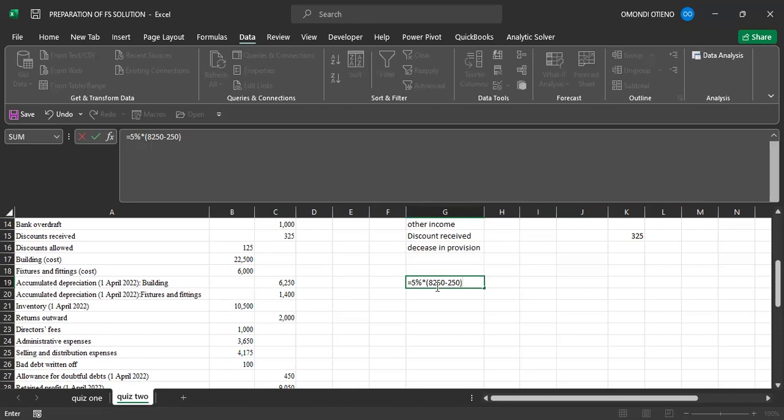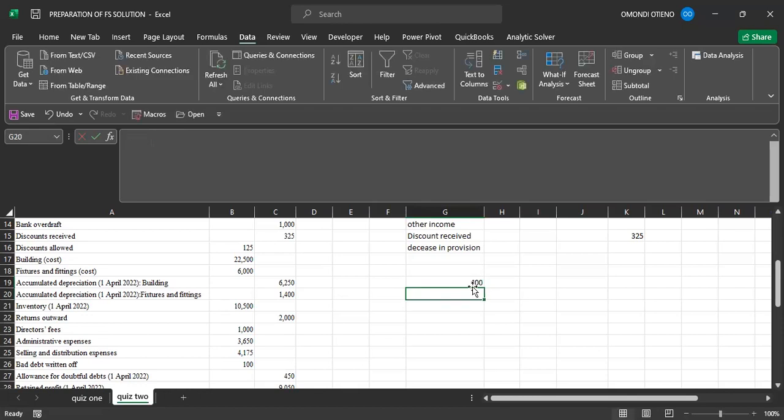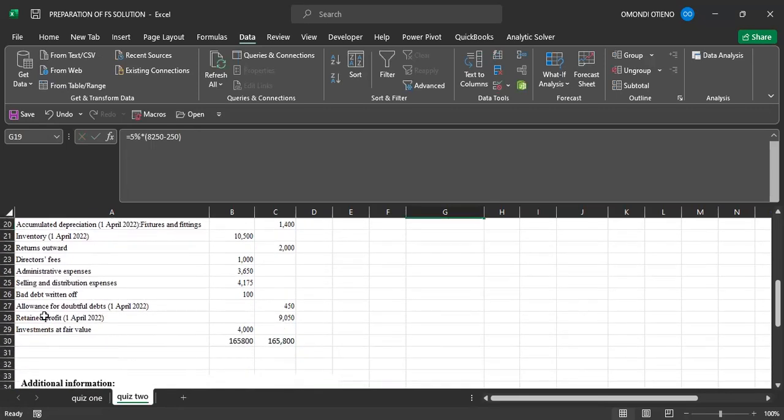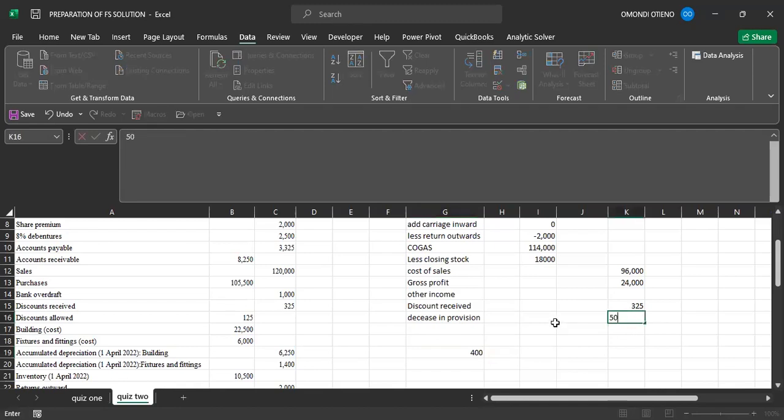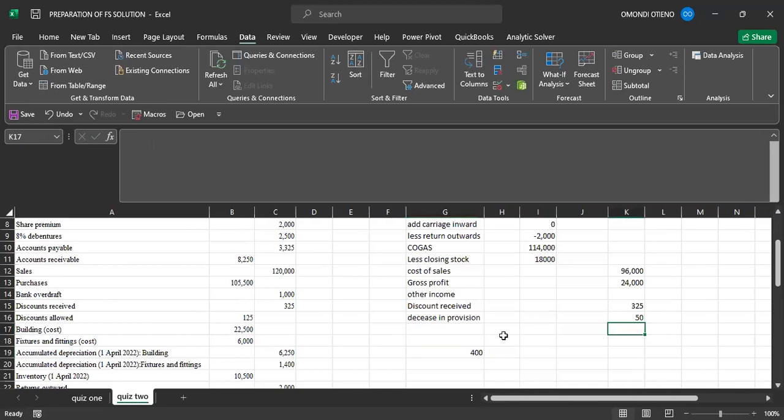Once that is done, when you calculate 5% of that, you get 400. What was the provision at the beginning of the year? The allowance for doubtful debts at the beginning of the year was 450. But the one we have now is 400. So is it an increase or a decrease? It is a decrease in provision from 450 to 400, which means a decrease in provision is an income. It has decreased by 50.